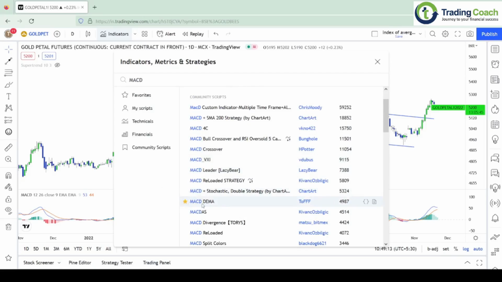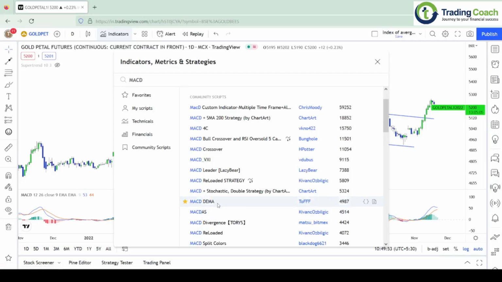Here we can notice something like MACD DEMA, that means MACD double exponential moving average, and this is designed by one of the users of Tradingview. This is not actually a Tradingview based indicator. I think the user goes by the name TOFFF. A big shout out to him because he has designed one of the best MACD indicators. I will tell you why this is one of the best compared to the normal MACD. What you have to do is apply this on the chart.